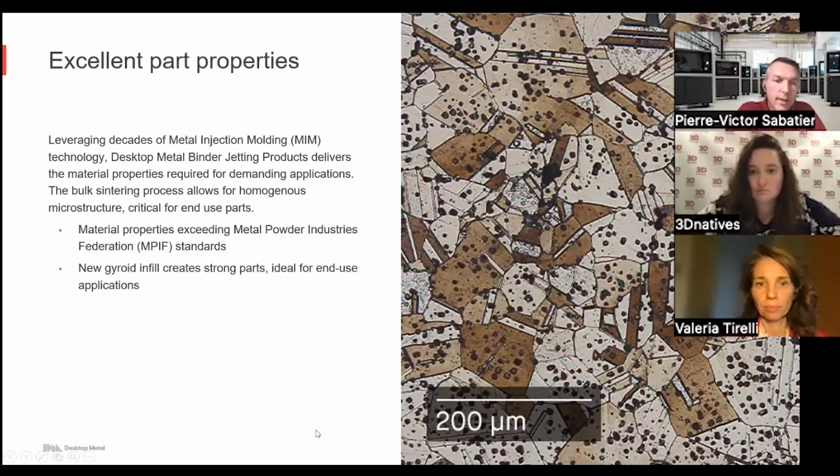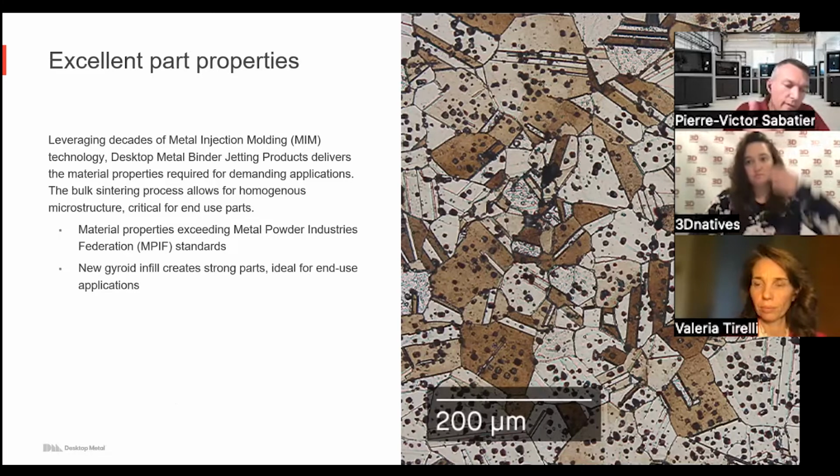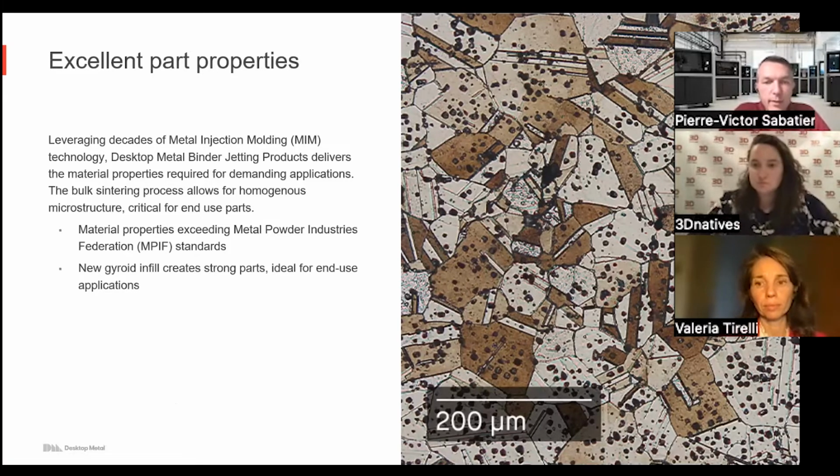The first one is that we will use in our systems materials that are already qualified and benefiting from a huge period of experience. The metal injection molding world has developed, qualified, validated, and optimized the material science for the past 50 years, and now we can benefit from it.